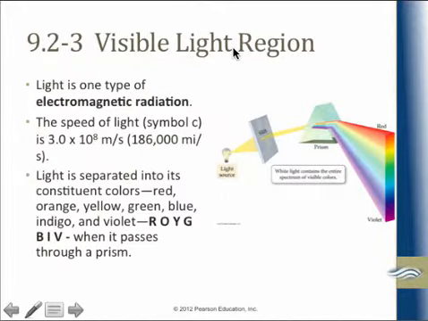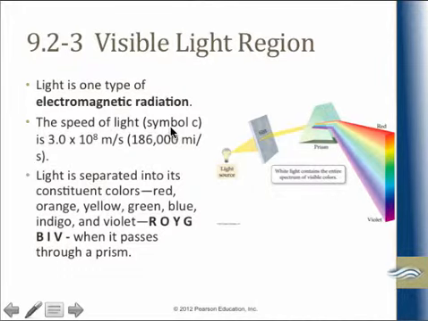Visible light is that section of the electromagnetic spectrum in which the rods and cones of your eye respond to the wavelengths of radiation coming in. So we see white light as being comprised of Roy G. Biv, and they spread out in the 400 to 700 nanometer range.